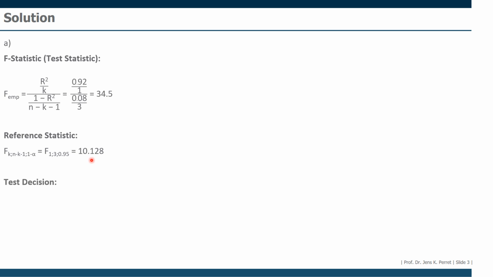And for the test itself, we simply compare test and reference statistic. In this case, we see the test statistic is much larger than the reference statistic. So we can reject our H0 hypothesis. And H0, in the case of an F-test, means the model has no significant explanatory power. So here it's the opposite. Our model has significant explanatory power. So much for the first part.